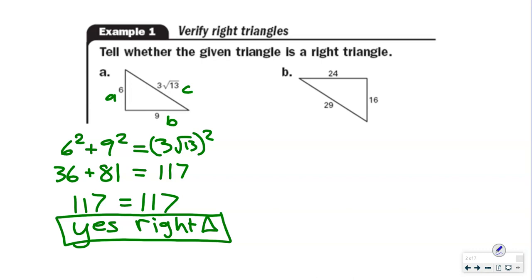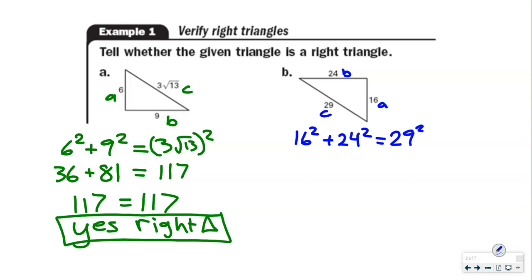So let's look at B. We have lengths of 16, 24, and 29. 29 being the longest, so that's going to be our C. And our other two can be our A and B. It doesn't matter which one. 24 could be the A, 16 could be the B. Doesn't matter. So we've got 16 squared plus 24 squared equals 29 squared.